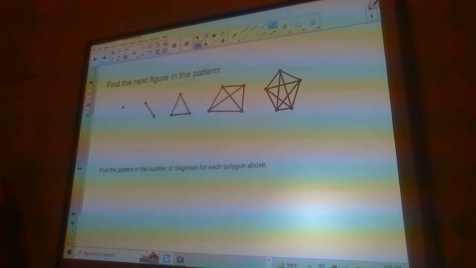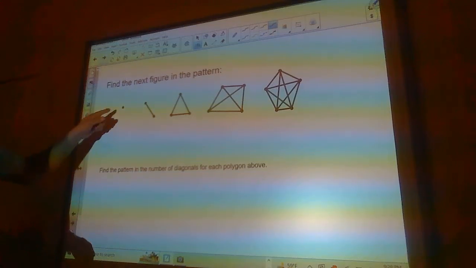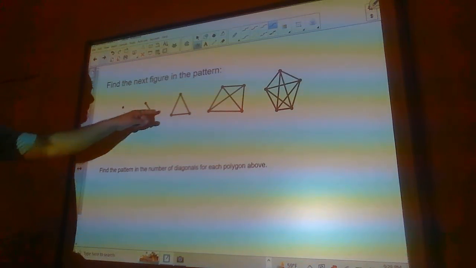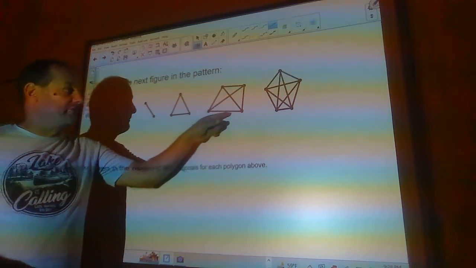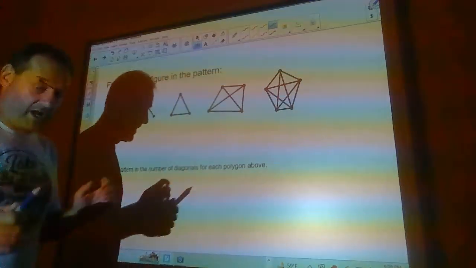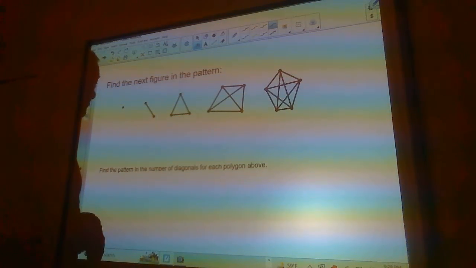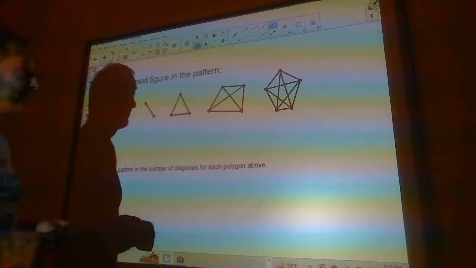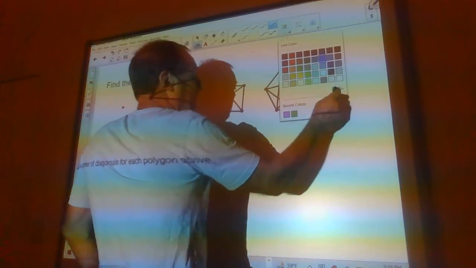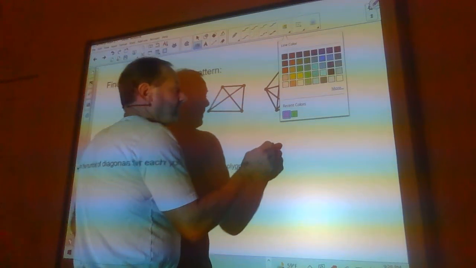All right, this has an easy part and a difficult part. So the first part of this: if I start with this figure and I go to this figure, and then this figure, and then this figure, and then this figure, what is going to be the next figure? That's a tough one. So let's take a look.